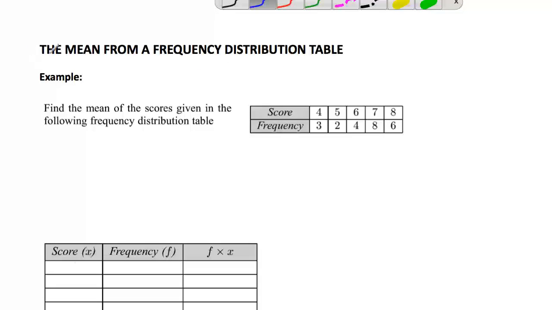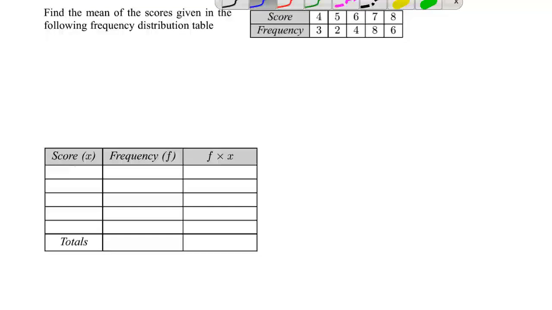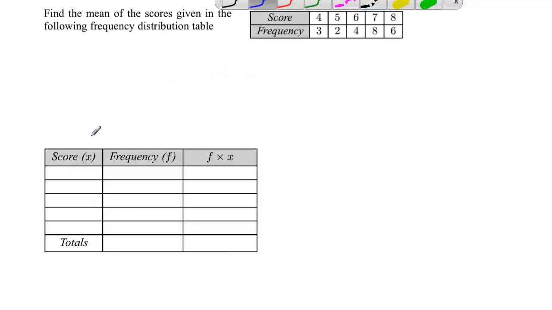In this lesson, we're going to work out how to calculate the mean using a frequency distribution table. So here's our first example. We've got a set of scores, and this frequency column tells you how often they occur. So 4 occurs 3 times, 5 occurs 2 times, and so on. Now, we could put these into a calculator, but you do need to work out these answers also with what we call a frequency distribution table.